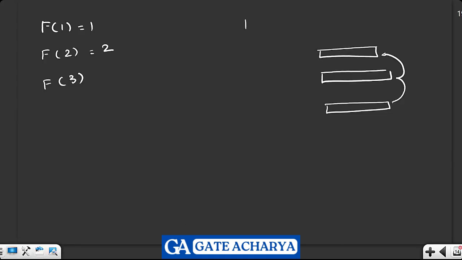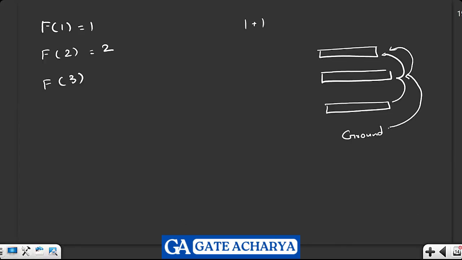Then she can directly jump 2 stairs. Sorry, my mistake. She's walking from the ground, and I forgot the ground value. Ground, then she can climb 1 like this. Let me correct it. She can directly jump from the ground to the second stair and then go to the third stair. So that is the second way.